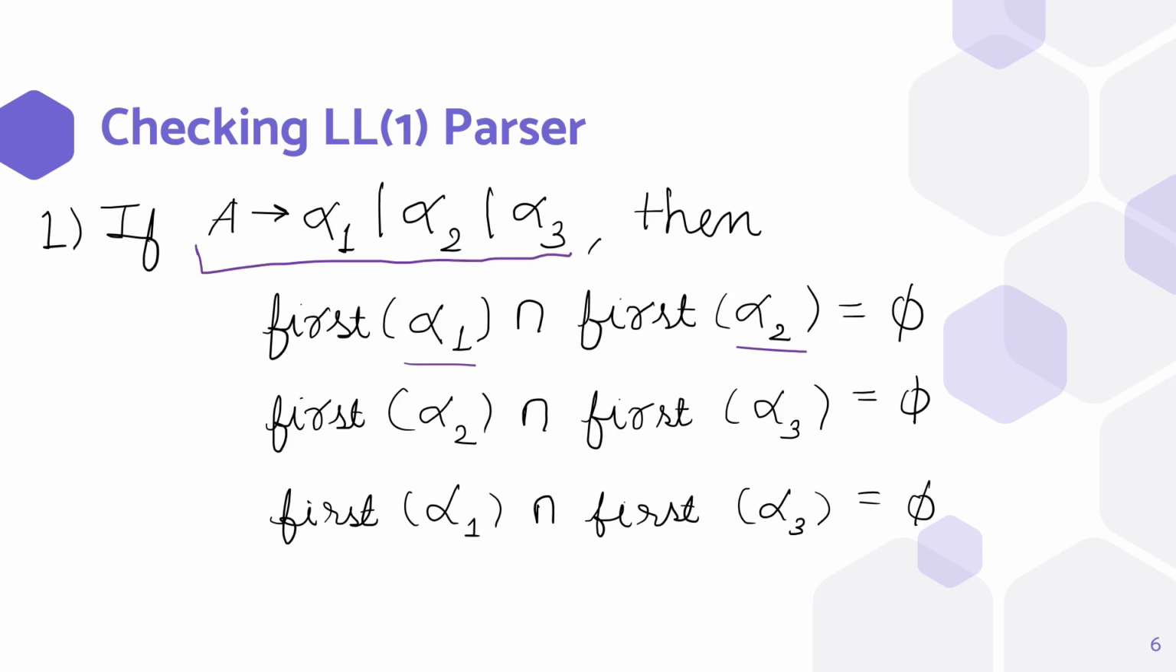If the intersection is phi, that means there is nothing in common, then it is LL1. Similarly, we have to check the second option. If the first of alpha 2 and first of alpha 3 intersection is phi, then it is LL1. Similarly, first of alpha 1 and first of alpha 2's intersection is also phi, then we can collectively call that it can be LL1 parsed.